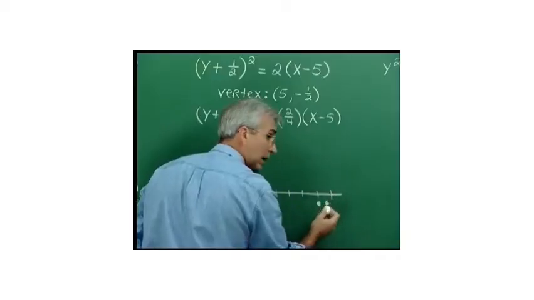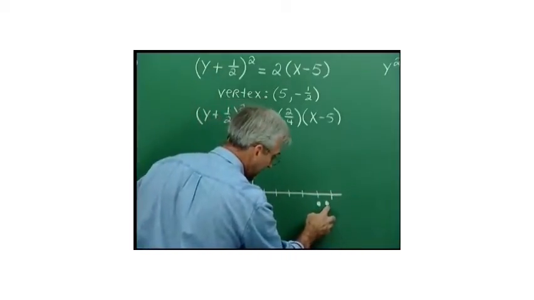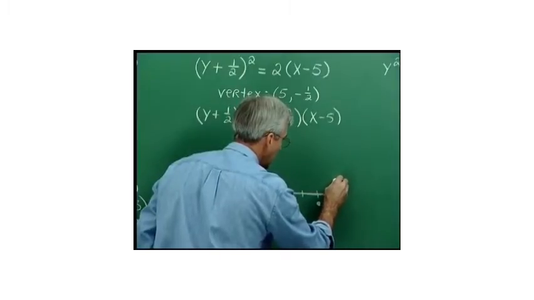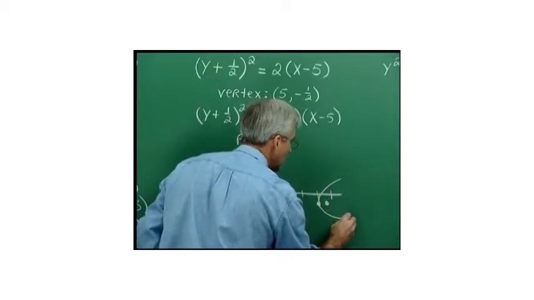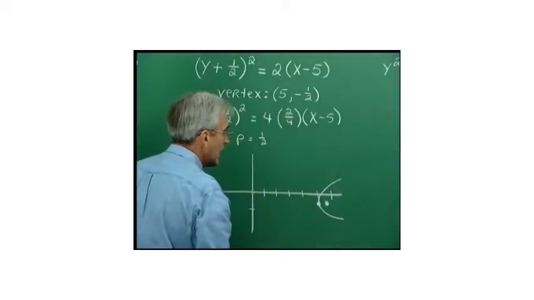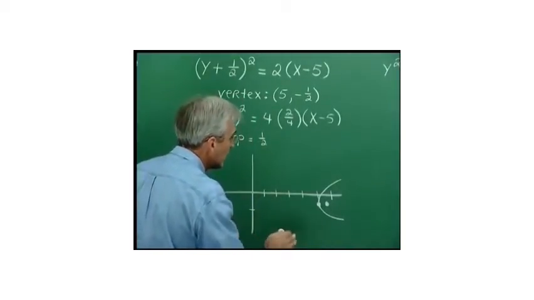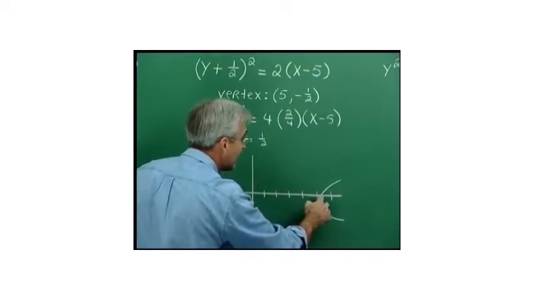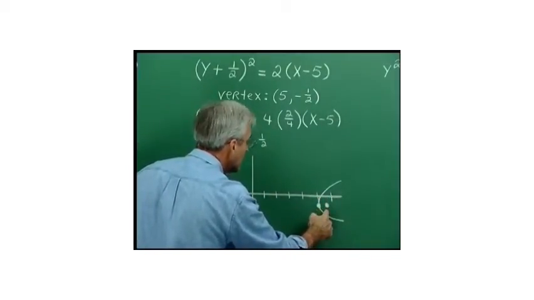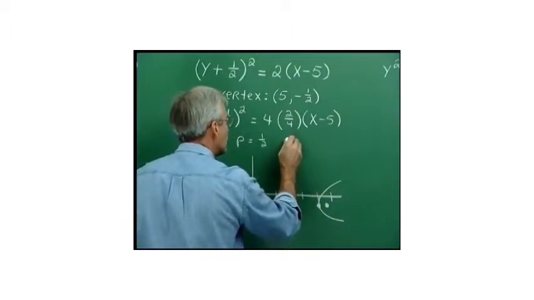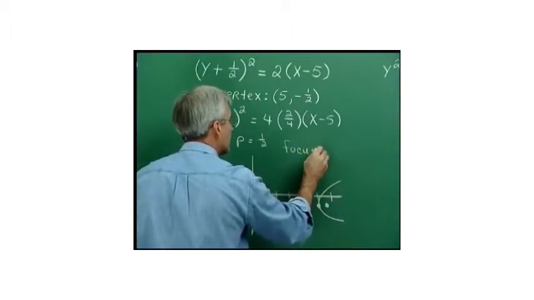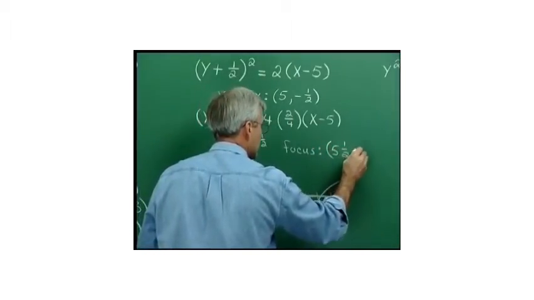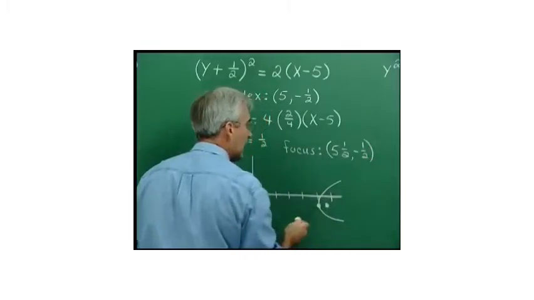And the parabolic curve tends to wrap around that point. The vertex and focus are pretty close here, so I know that the parabolic curve is going to look a little thin. It's going to look something like this. And now we can identify the coordinates of the focus pretty easily. We go over 5.5 and then down 1/2. So the focus has coordinates 5.5, negative 1/2.